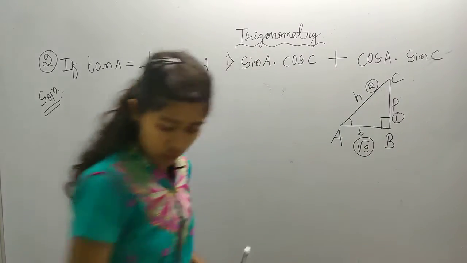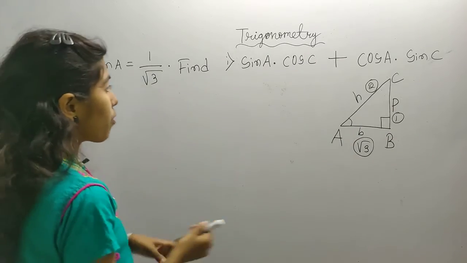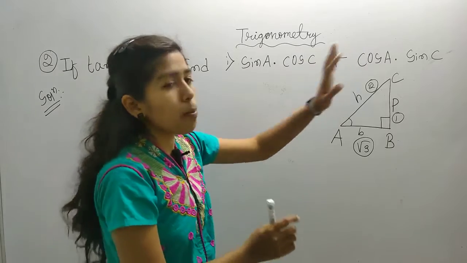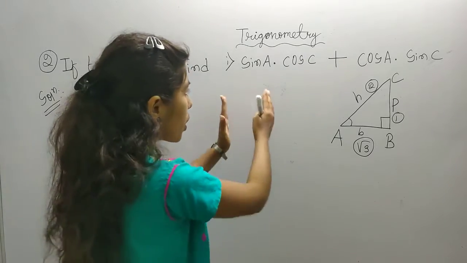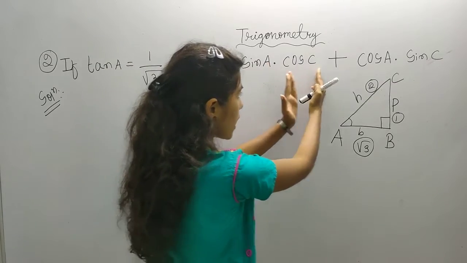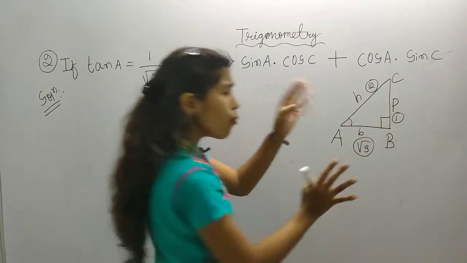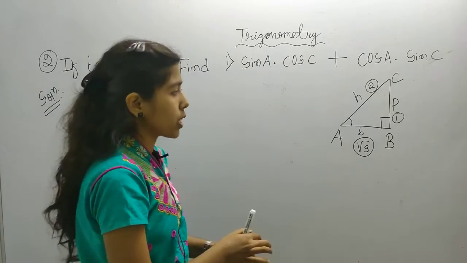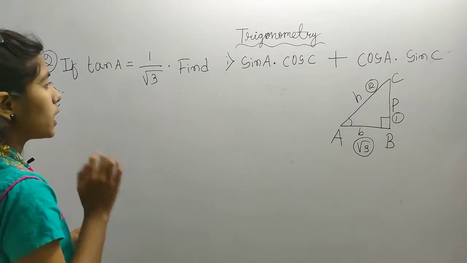Over. So see what we have to find out now. First you look at the question. Sin A cos C plus cos A sin C. So here you can see we have different angles: sin A, cos C, cos A, sin C. All four are different. Then we have to change the triangle values. Okay.